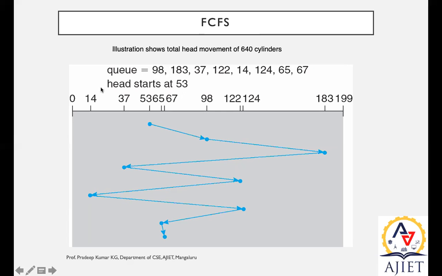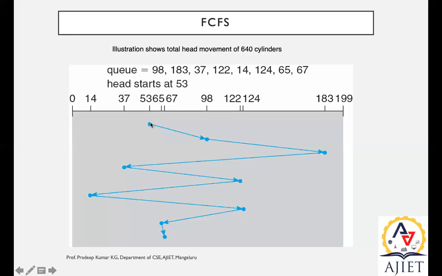So now we have a situation where the head starts at 53. The read write head of the disk is maintained with the read write arm, the disk arm, which is controlled via the disk controller, as we saw in our previous session. Now the read write head is already at the 53rd position, and we are supposed to start from this position.